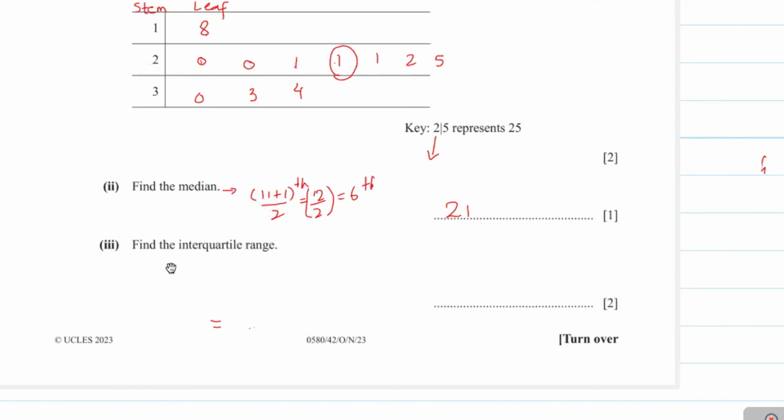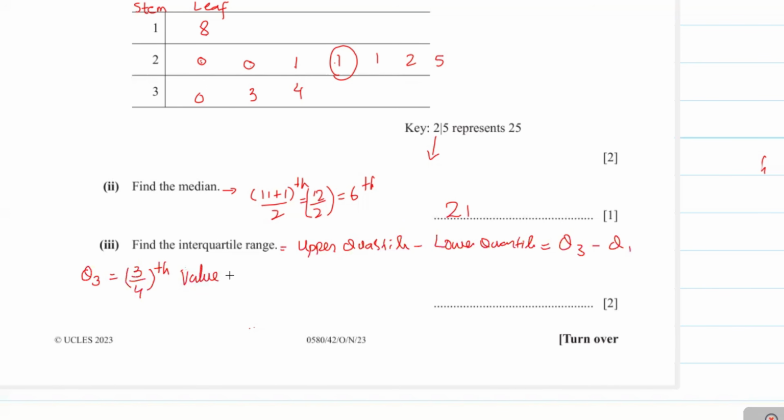Now the third part, find the interquartile range. Interquartile range is the difference between the upper quartile and lower quartile, upper quartile minus lower quartile, and we represent the upper quartile by Q3 and lower quartile by Q1. Q3 is the 3 over 4th value of the data, and Q1 is the 1 over 4th value of data.